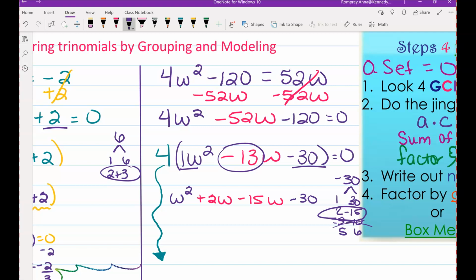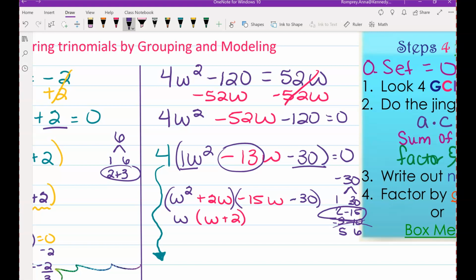So with grouping, I need to, you guessed it, group. All right, so my first 2 terms, I've got a w squared and a positive 2w. My last 2 terms, negative 15w and a negative 30. Okay, so w squared plus 2w. What's my GCF? Well, what do both terms have? A w. So if I factor out a w, what's left? Well, I had 2, I've borrowed 1, so I have 1 left. Positive 2w divided by w, positive 2. I already took the w's.